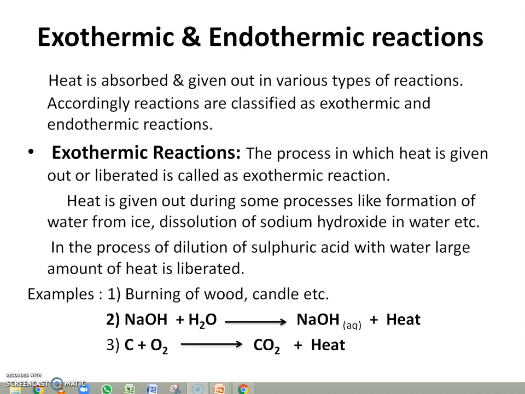When the pellets of sodium hydroxide are dissolved in water, aqueous sodium hydroxide is formed and heat is liberated. Similarly, when carbon is burnt in oxygen or burnt in air, carbon dioxide is formed by liberating a large amount of heat. All these are examples of exothermic reactions.